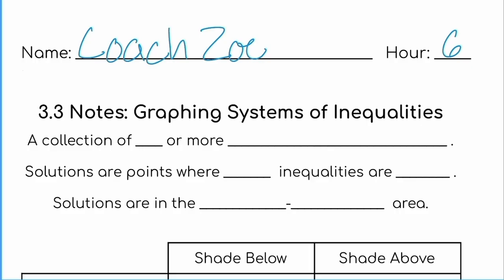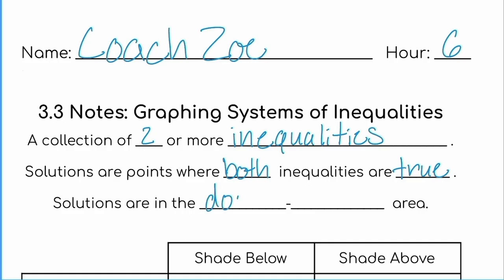Okay, so a system of inequalities is a collection of two or more inequalities. Solutions are points where both inequalities are true. Solutions are in the double shaded area.